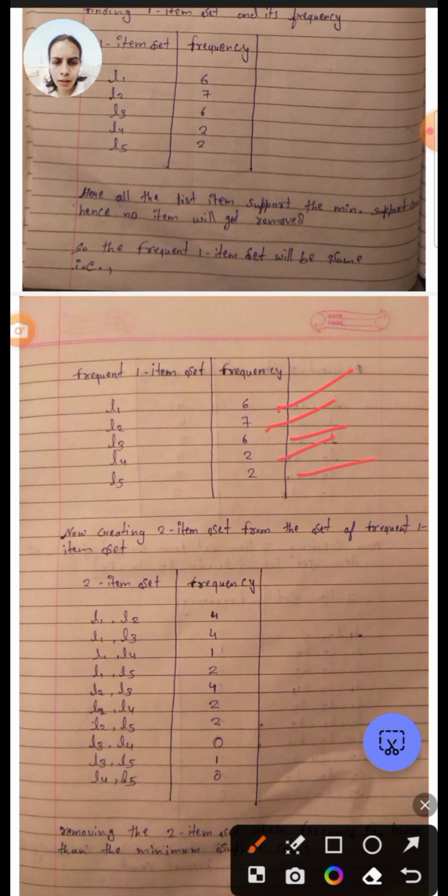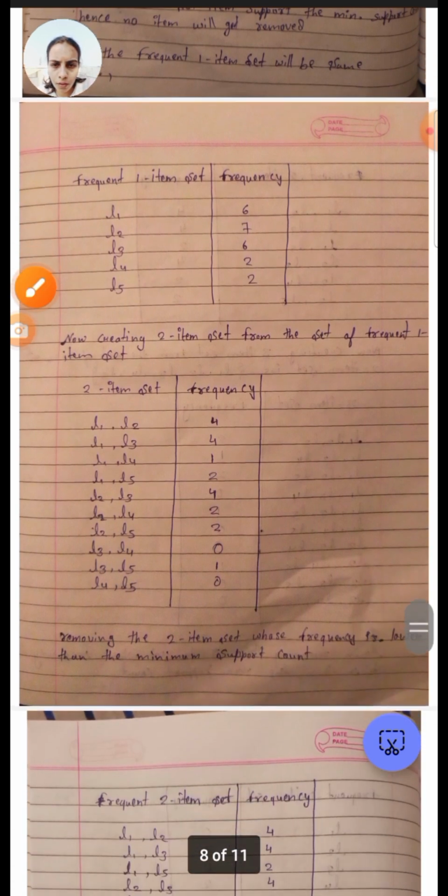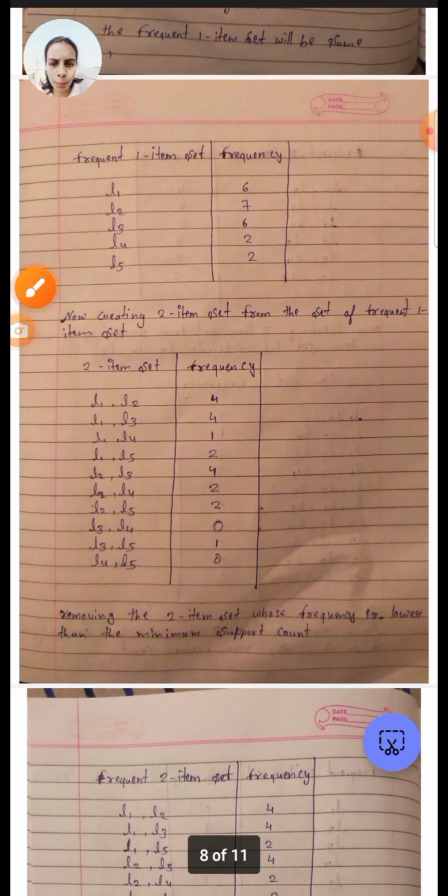Now creating two item sets from the frequent one item sets. This is the table and this is the frequency of the two item sets. For L1 L2 4, for L1 L3 4, for L1 L4 4, for L1 L5 4, for L2 L3 4, for L2 L4 2. So this is the table.